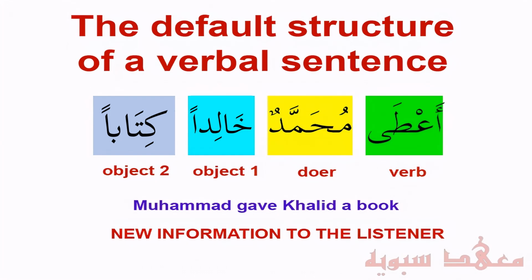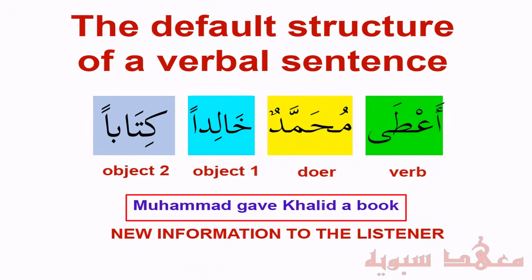Now in English, we have Muhammad gave Khalid a book. So one thing to note about English is that we can't rearrange the words in the sentence. This is the only way to write this sentence. So for example, if I changed Muhammad and Khalid around, it will change the doer and the object of the sentence. Now, what happens when we change the position of words? This is where it gets very interesting. So this is the default structure of the sentence.